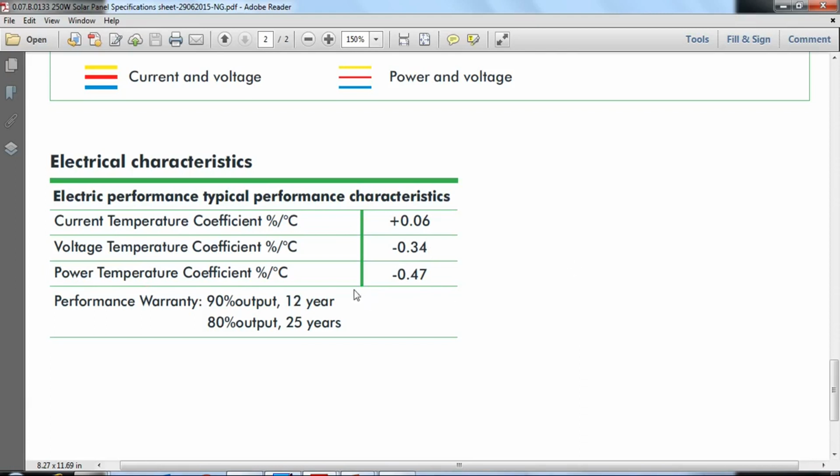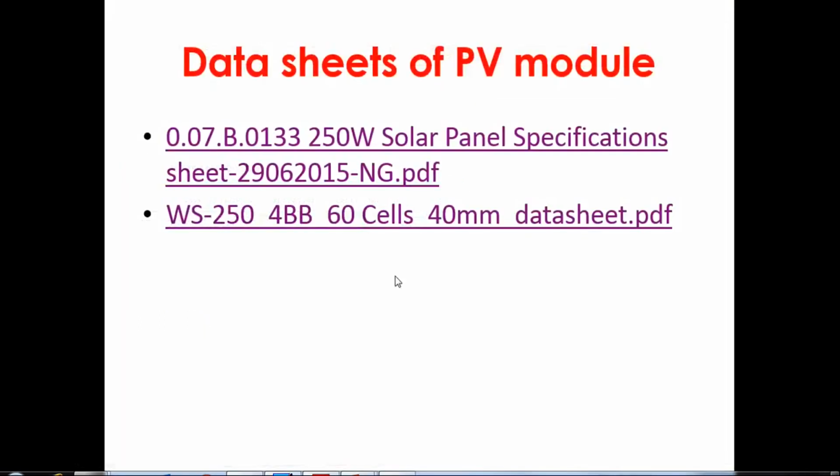For 90% output, 12 years. This is important. Up to 25 years, it might be 80%. So if a 100 watt panel is there, it will generate 100 watt power when it is new. After 25 years, theoretically, it will generate 80 watt. And a similar case could happen after 12 years for 90% output.